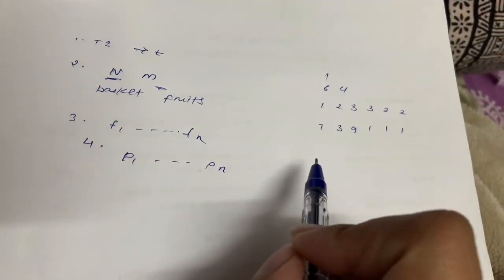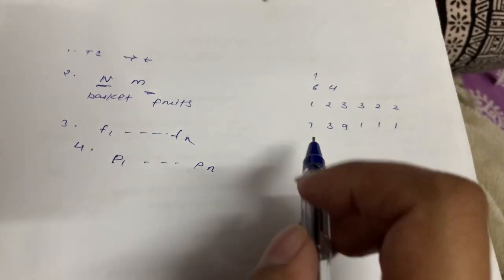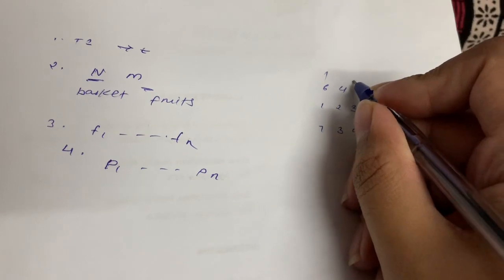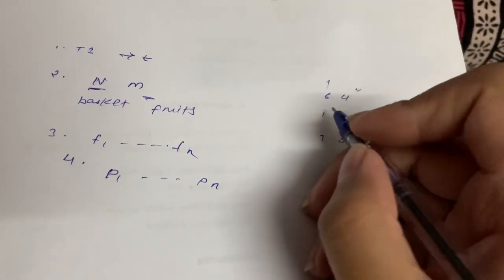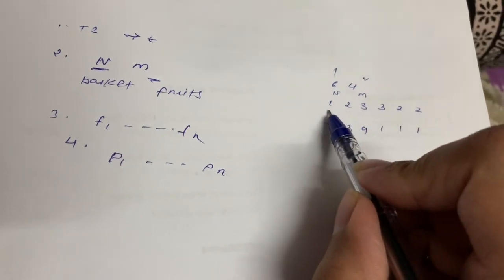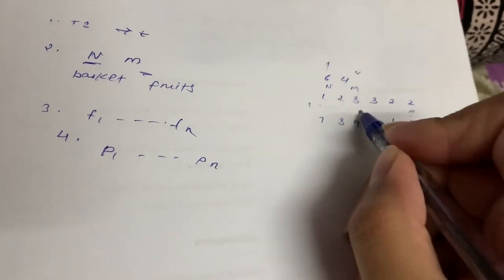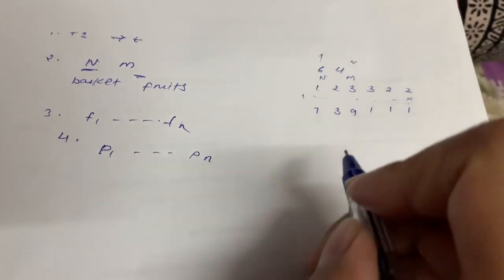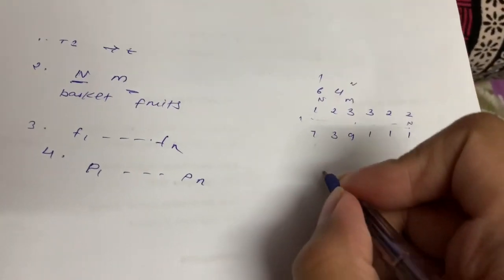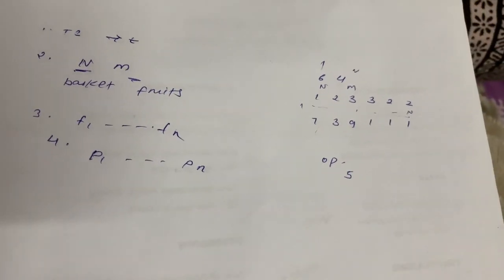To get clarity, I will explain it with the help of a test case which is already given to us. So 1 here is the number of test cases, 6 and 4 are N and M, and here are the fruit numbers from 1 to N, and here are their prices. So the output here which we get is 5. I'm going to explain how 5 comes.